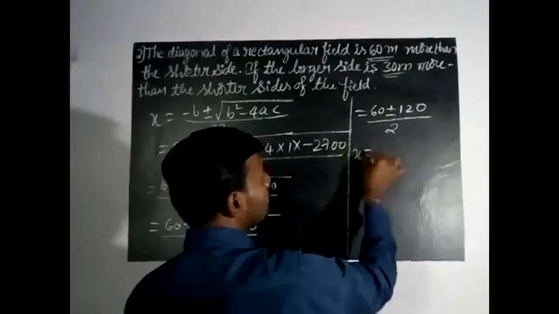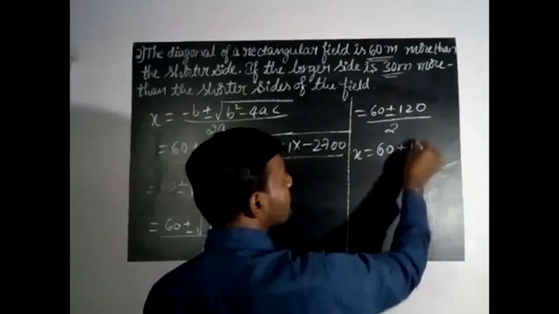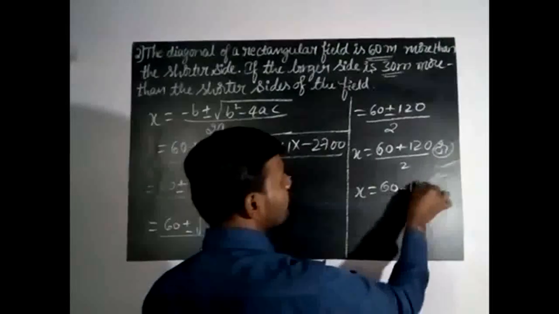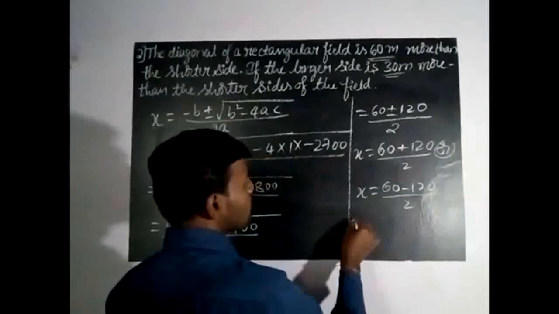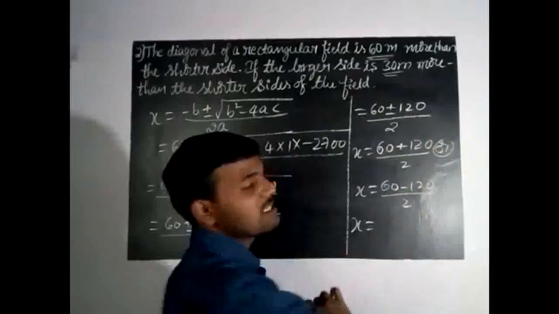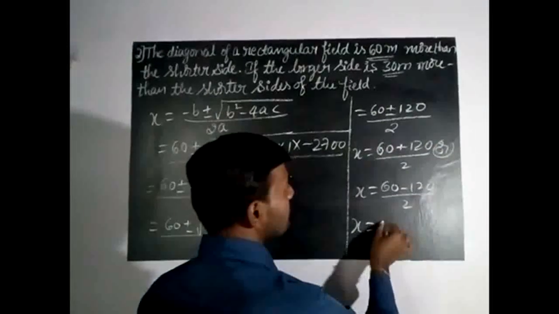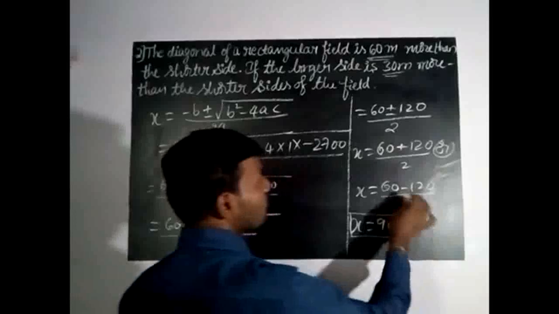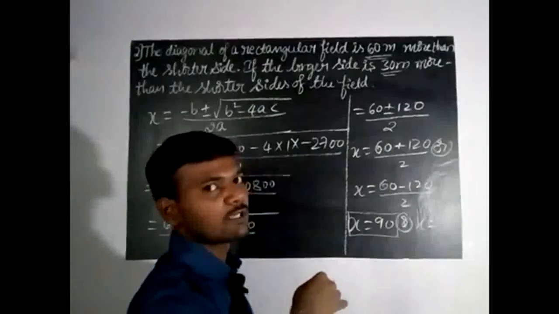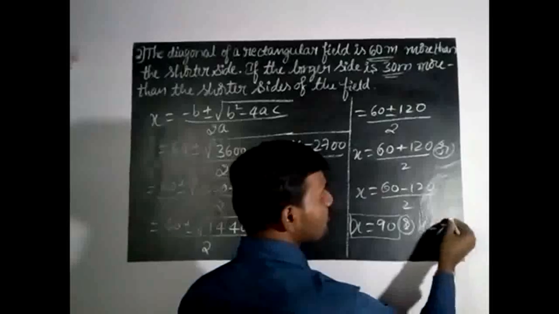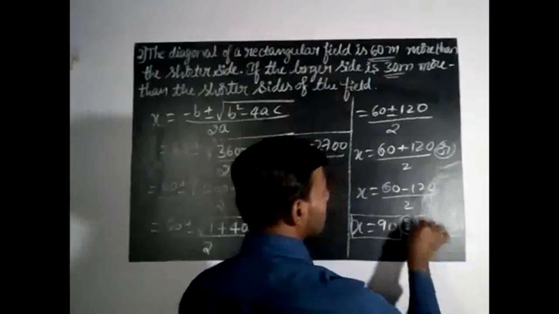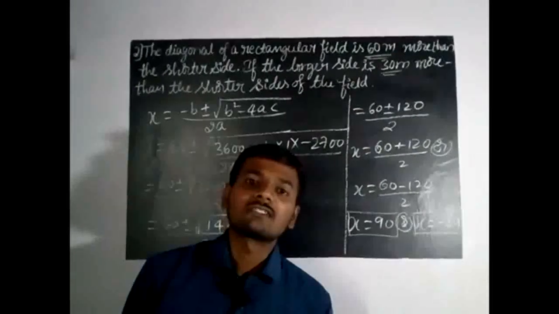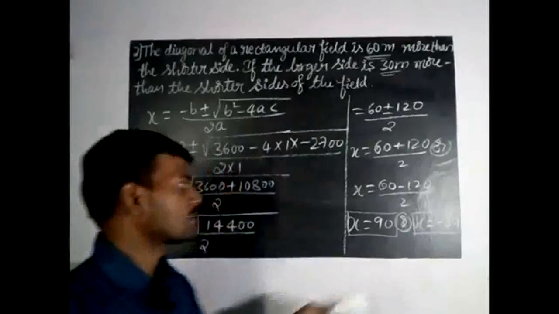Either x is equal to 60 plus 120 by 2, or x is equal to 60 minus 120 by 2. So x is equal to 60 plus 120 means 180, 180 by 2 means 90, or x is equal to 60 minus 120, it becomes minus 60, minus 60 by 2 means minus 30. Lengths are not expressed as negative, so we have to consider the positive value, that is x is equal to 90.